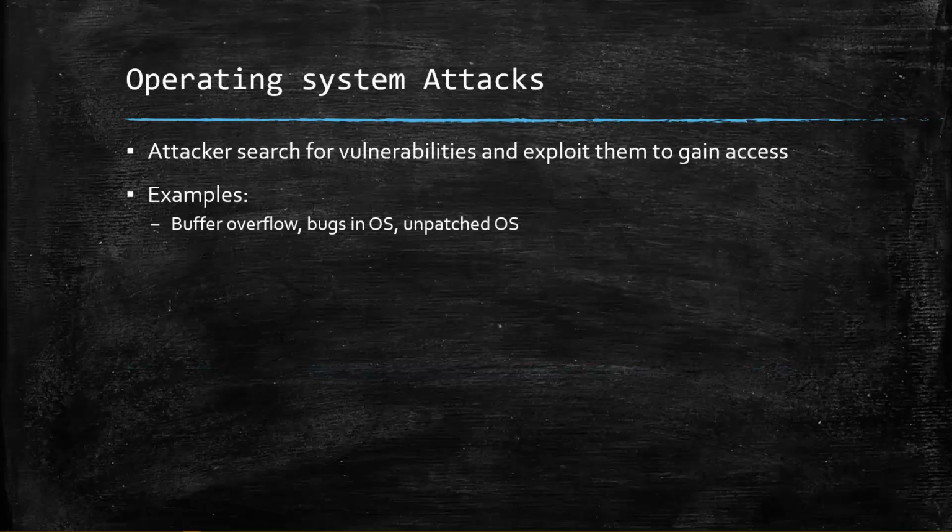Operating system attacks are where the attacker searches for the vulnerabilities that are available on the system. For example, if your operating system is vulnerable to buffer overflow, they will exploit it, or any bugs or unpatched OS, any kind of vulnerabilities that are available with any target can be exploited. So these are operating system level attacks.